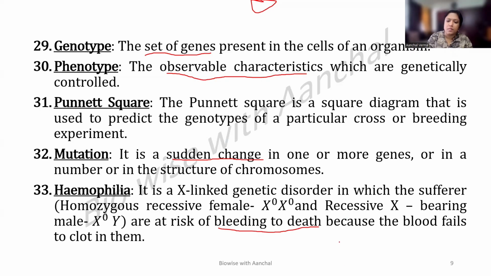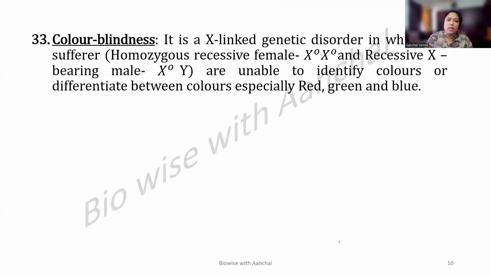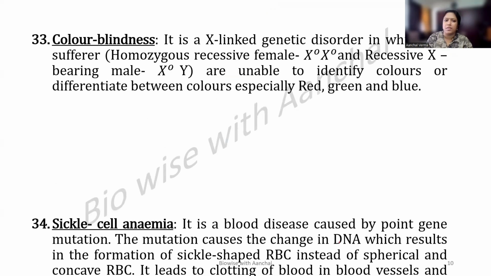Okay. Next one is color blindness. Again, it is an X-linked disorder in which the person is unable to identify colors or differentiate between the colors, especially red, green, and blue. So these definitions define color blindness. What is color blindness, name the disorder, explain the disorder. So you should know the proper definitions.